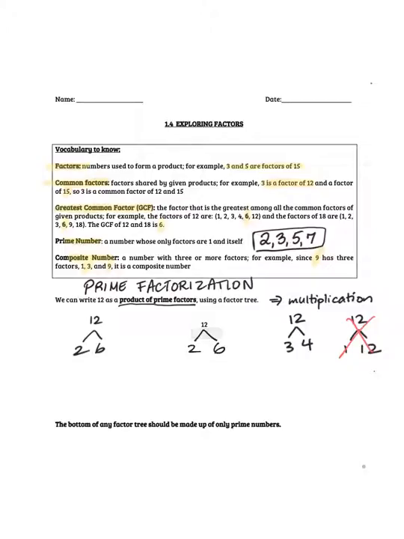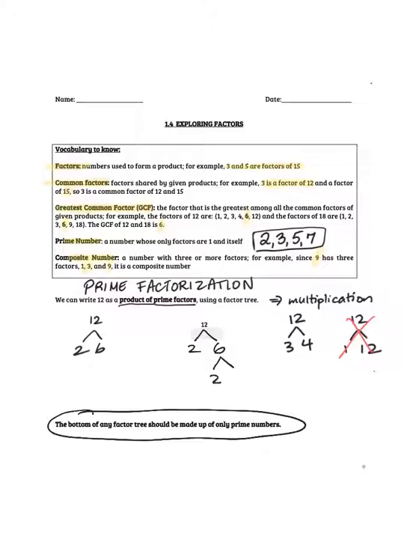Now remember, the goal is you want to have the bottom of any factor tree having only prime numbers. I look at this and I go, well, 2 is prime because it only has 1 and itself as factors, but 6 is not prime. So I'm going to break 6 down again into more factors. Think to yourself, what number multiplied by what number will equal 6? Well, I know that 2 times 3 will give me 6.